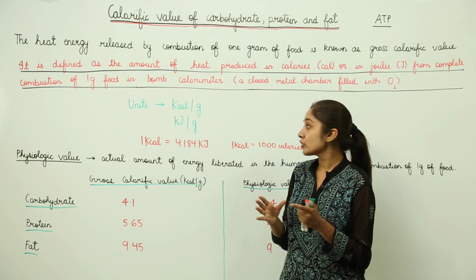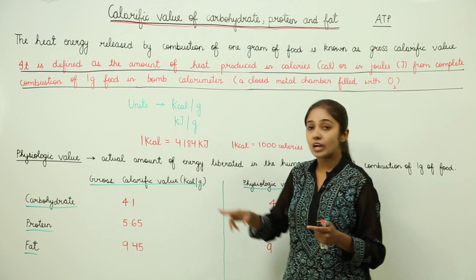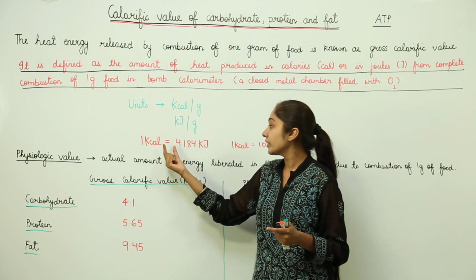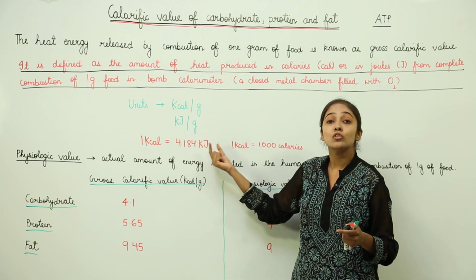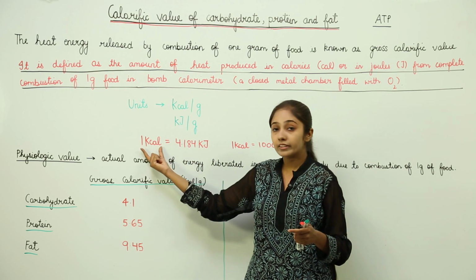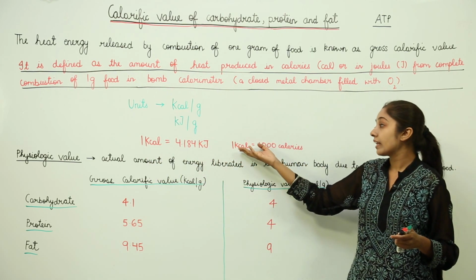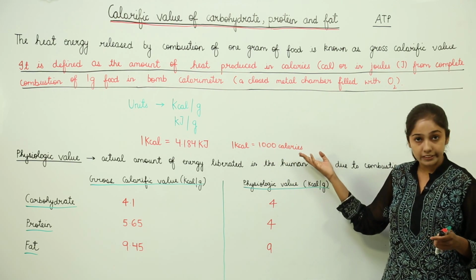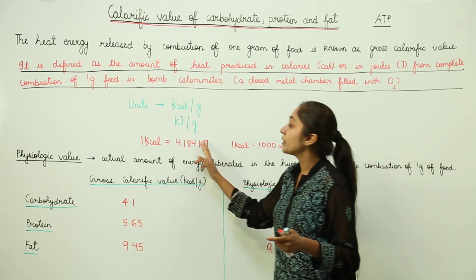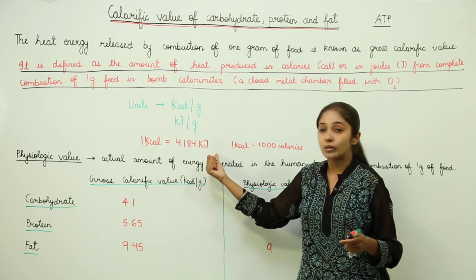So what is the relationship between kilocalories and kilojoules? 1 kilocalorie is equivalent to 4.184 kilojoules, and 1 kilocalorie is equal to 1000 calories. So this is the relationship between kilocalorie and kilojoules.